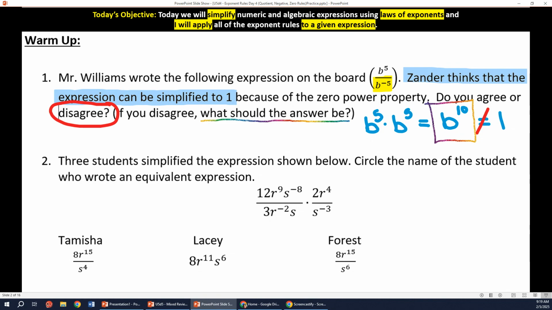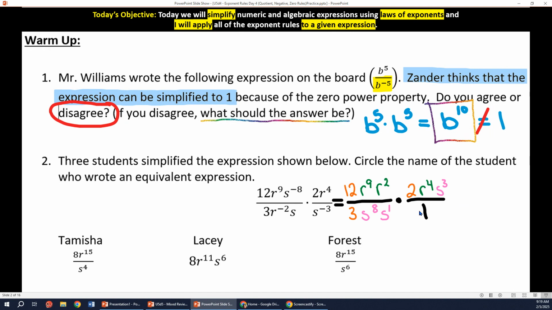Okay, let's look at number 2. 3 students simplified the expression shown below. Circle the name of the student who wrote an equivalent expression. So when I look at number 2, the first thing I'm going to do is regroup everything and move those negative exponents to the correct side of the fraction bar.